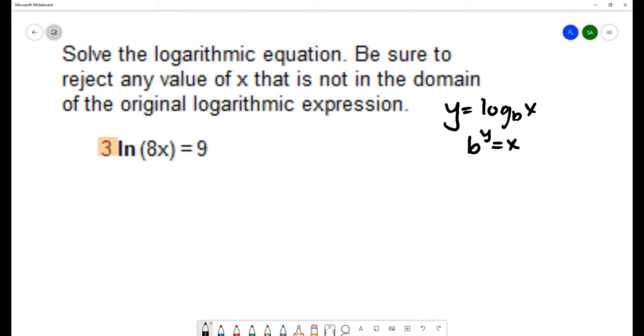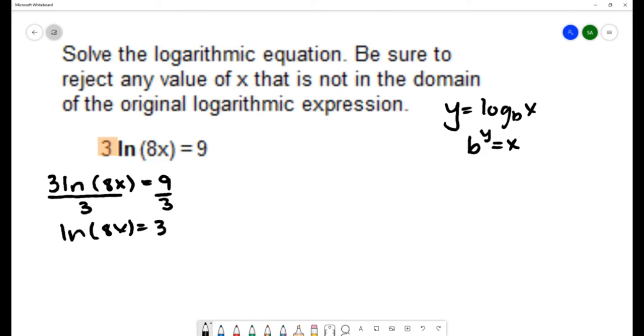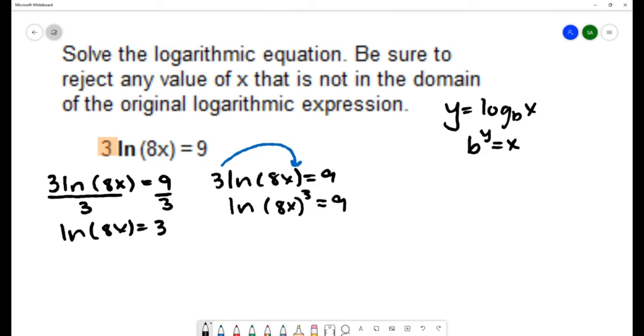So one way would be, I'm going to rewrite the equation twice to show you both ways. So one way would be to divide by 3 on both sides. That would give natural log of 8x equals 3. The other way to get rid of that 3 would be to use one of our log properties. And one of our log properties says that if we have a coefficient, we can move that into the exponent. So that would give natural log of 8x to the third power equals 9.